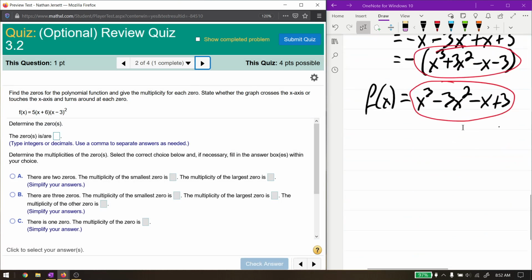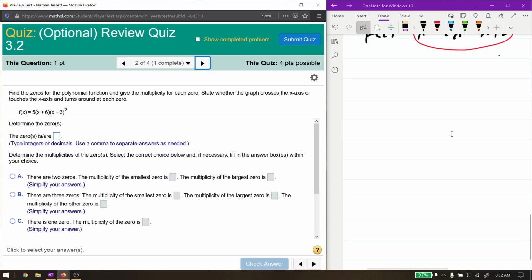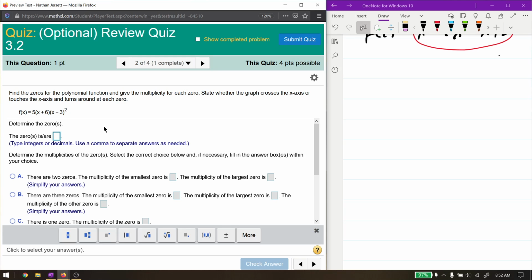We have: find the zeros of the polynomial function and give the multiplicity for each zero. Okay, so the zeros are easy because this is already factored. We have x plus 6. That means we have a zero at negative 6. And x minus 3. That means we have a zero at 3. And you'll notice that the x minus 3 has multiplicity 2.